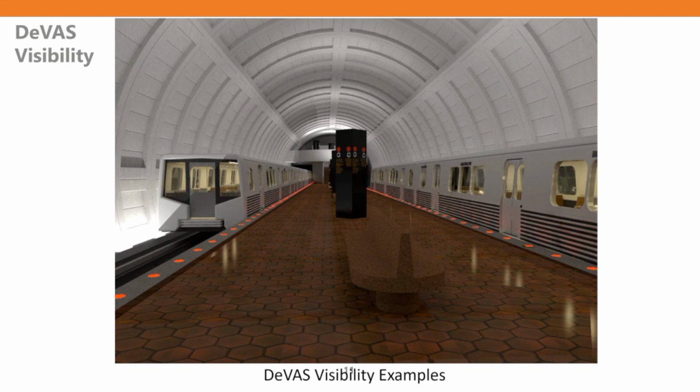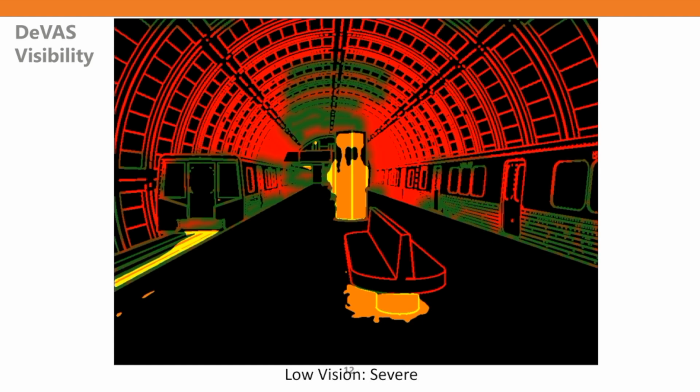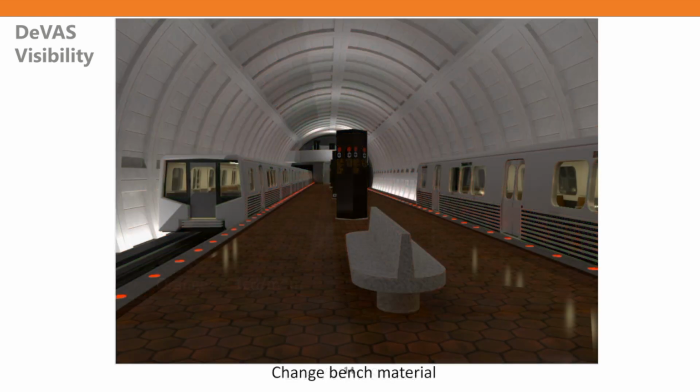So let's run through a couple of examples. This is the Washington subway station, which I modeled. There's, believe it or not, a bench in the middle of this. Under severe low vision, that bench is predicted not visible. By the way, the orange line simply blocks out everything below 1 candela per meter squared. It's a different visual condition.